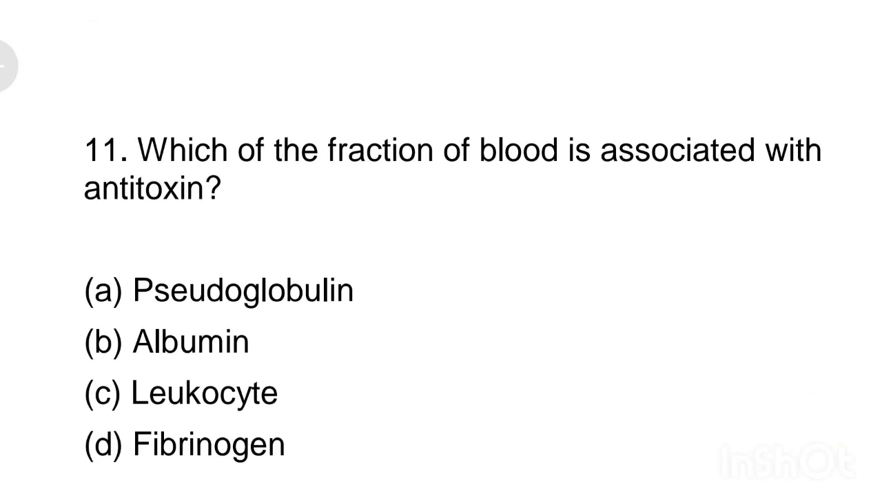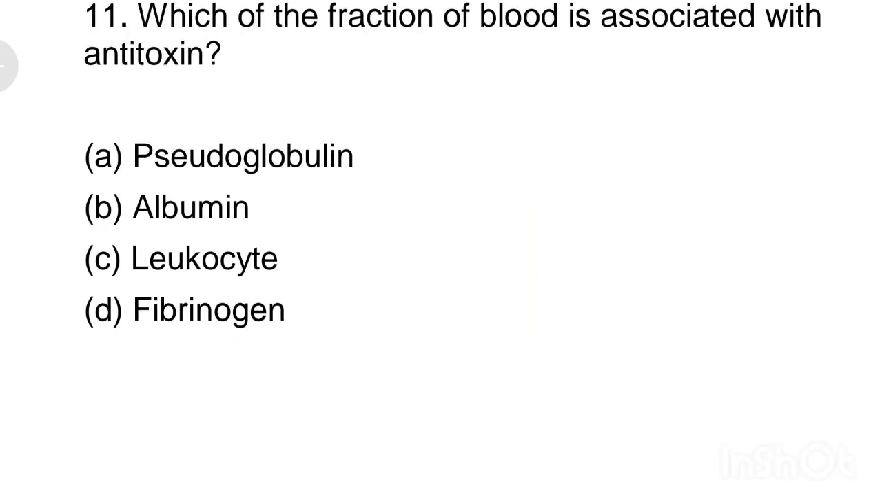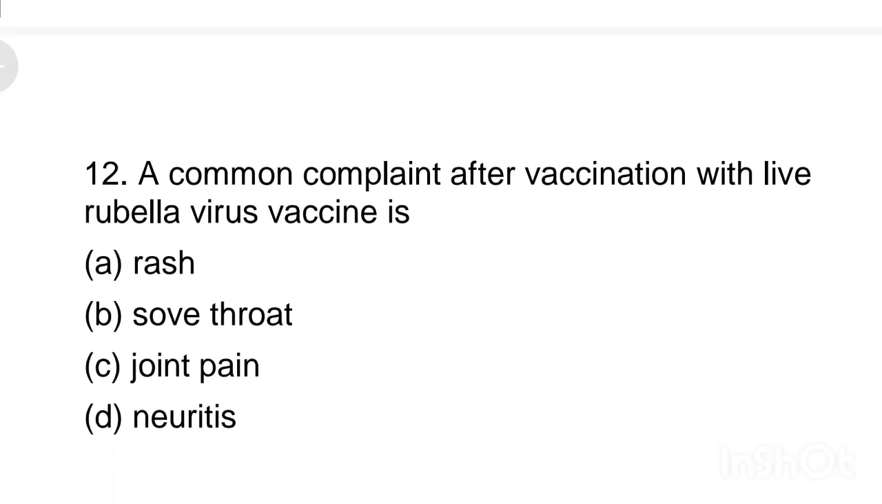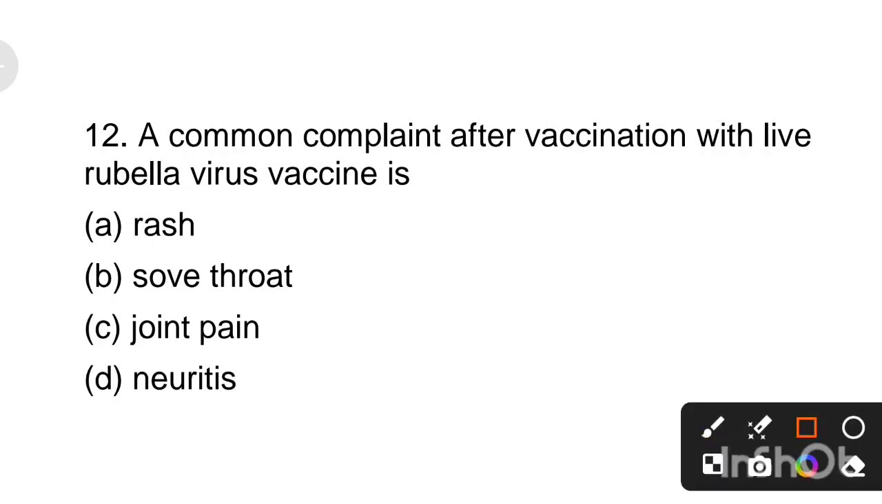Next question. Which fraction of blood is associated with antitoxins? Option A, pseudoglobulin; option B, albumin; option C, leukocytes; option D, fibrinogen. Correct answer is option A, pseudoglobulin. Next question. A common complaint after vaccination with live rubella virus vaccine is: option A, rash; option B, sore throat; option C, joint pain; option D, neuritis. Correct answer is option C, joint pain.